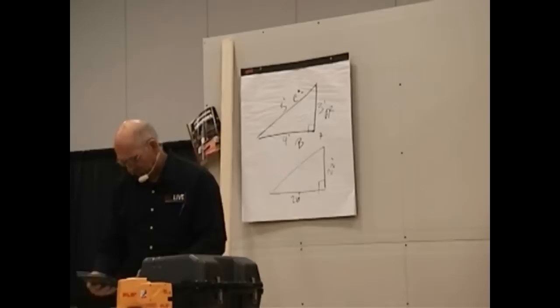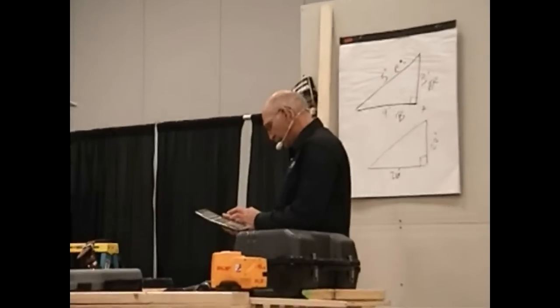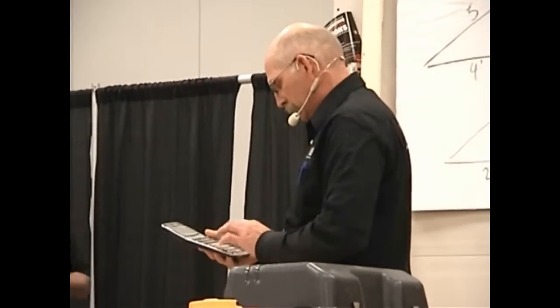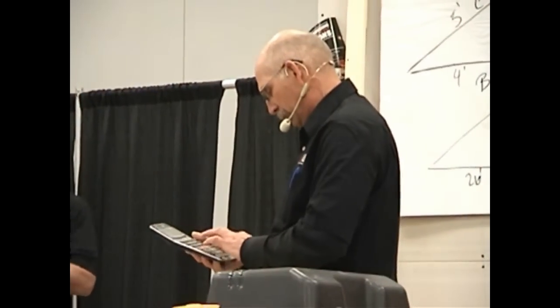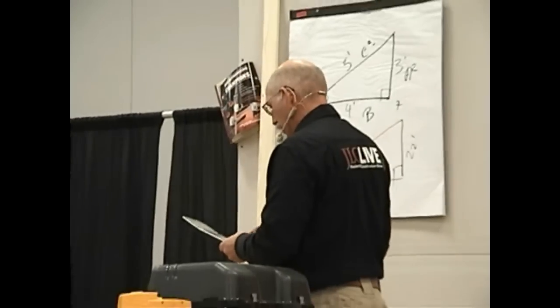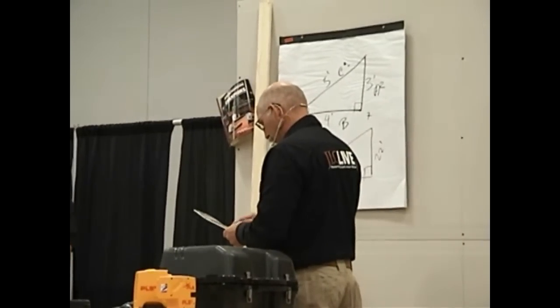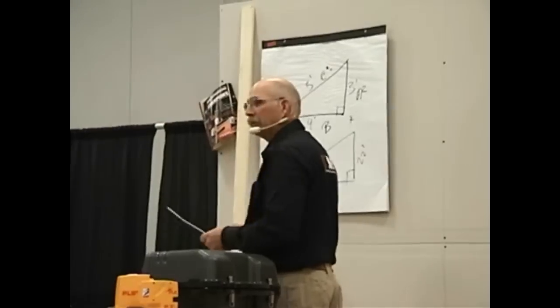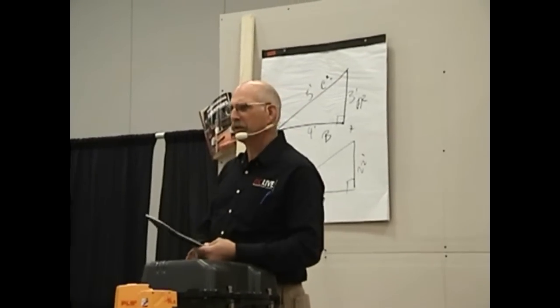So let me do that. That's 22 feet times 22 feet. That's, wait, 22 times 22. All right, that's 484 plus 26 times 26, 676. 676 plus 484. You need to know the square root of 1160. What is that?